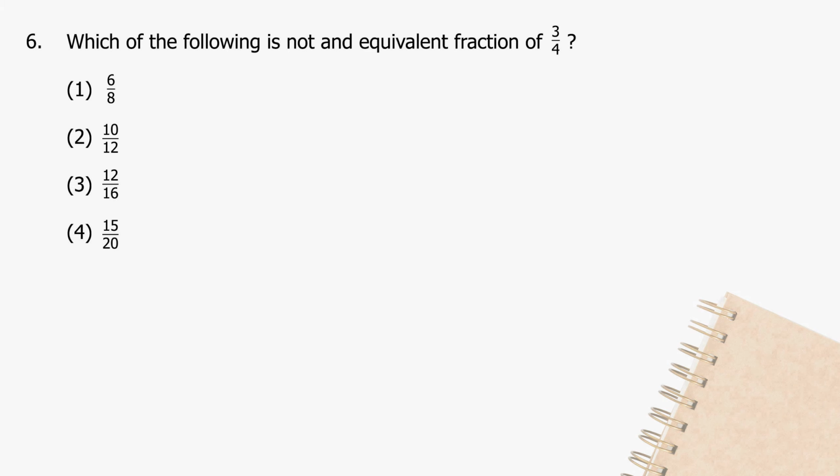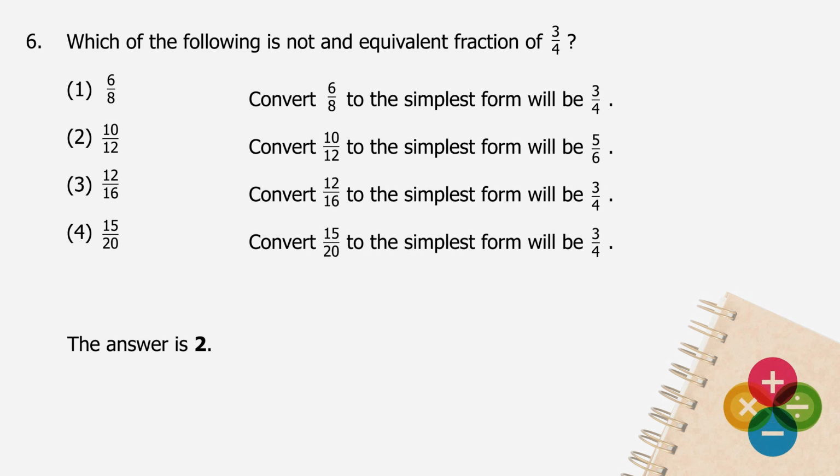Question 6. Which of the following is not an equivalent fraction of 3/4? Converting 6/8 to the simplest form will be 3/4. Converting 10/12 to the simplest form will be 5/6. Converting 12/16 to the simplest form will be 3/4. Converting 15/16 to the simplest form will be 3/4. The answer is 2.